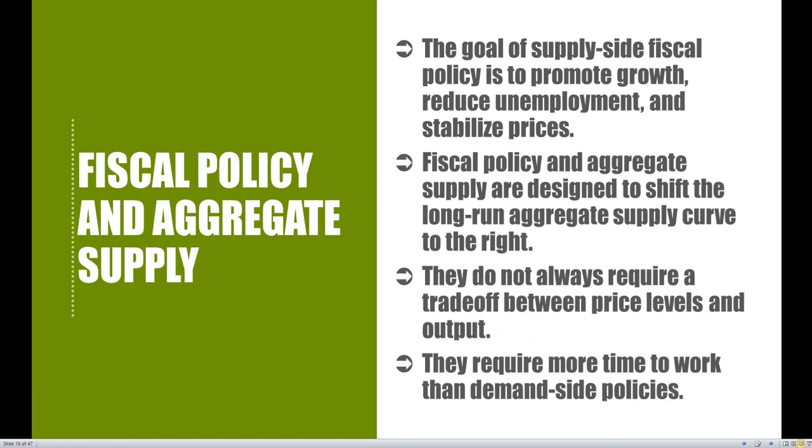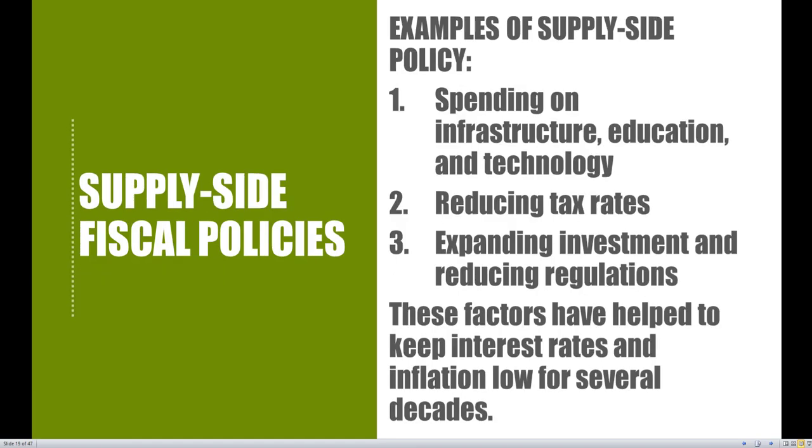However, as we've already noted as well, they do require a lot more time to work than demand-side policies. So anytime we try to target the LRAS curve, it typically takes years and years for these policies to develop and for us to actually see the end results of that. So what are the few things that the government can do in order to induce the supply-side fiscal policies? Take a look at these three examples.